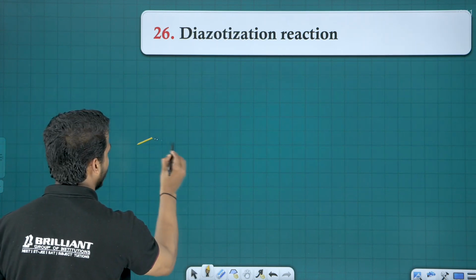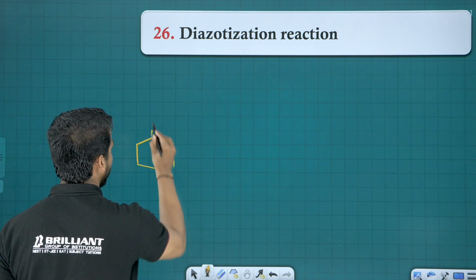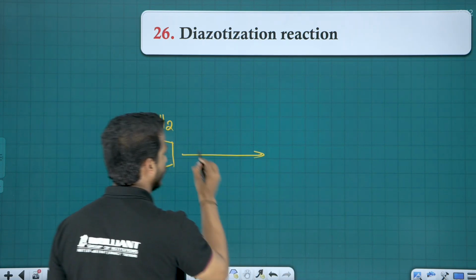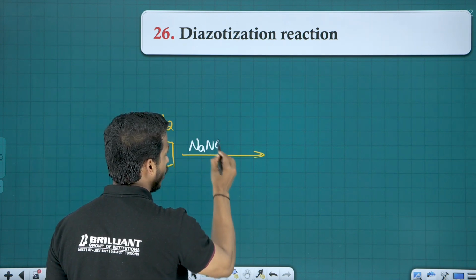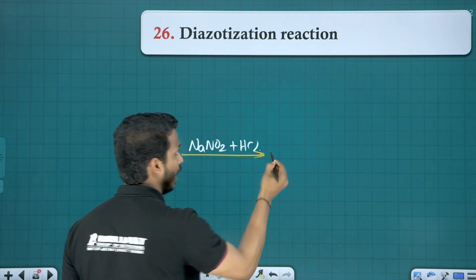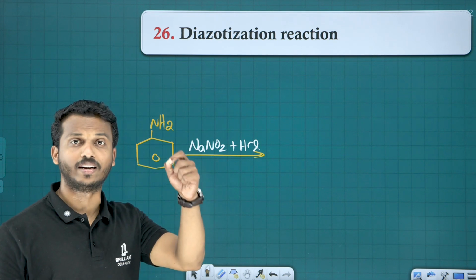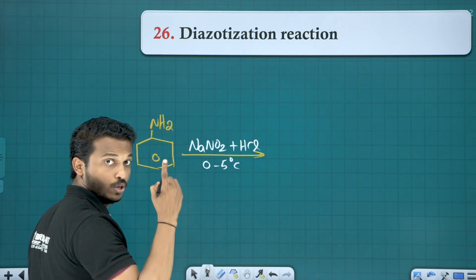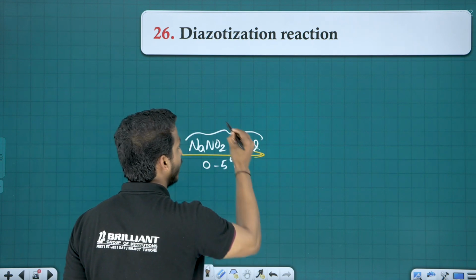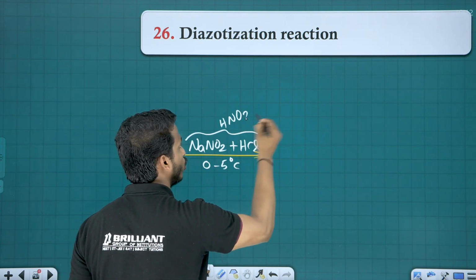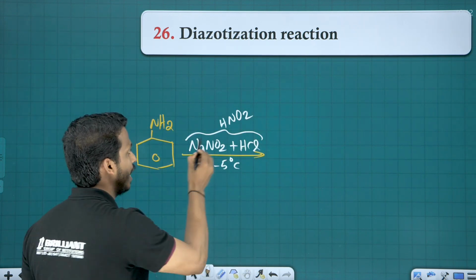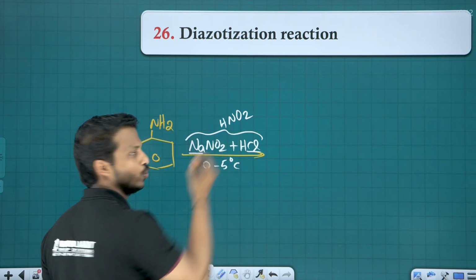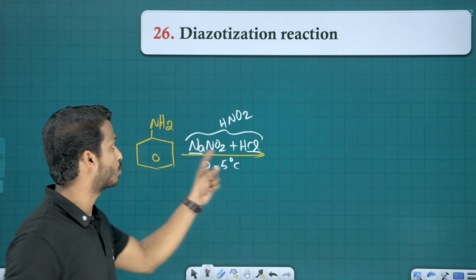What is diazotization? We'll take aniline. Aniline when reacted with NaNO2 and HCl. What is NaNO2 called? Sodium nitrite and HCl at 0 to 5 degrees Celsius. You may note that NaNO2 and HCl is also written as what? HNO2, nitrous acid. Because when NaNO2 and HCl react, what do you get? NaCl and HNO2. So HNO2 we can also express instead of this.